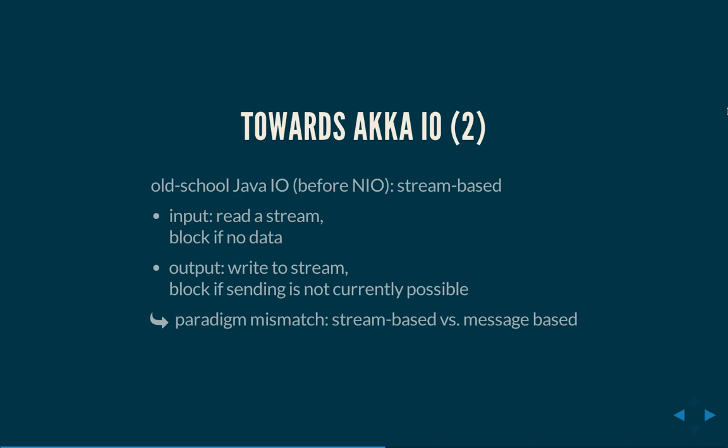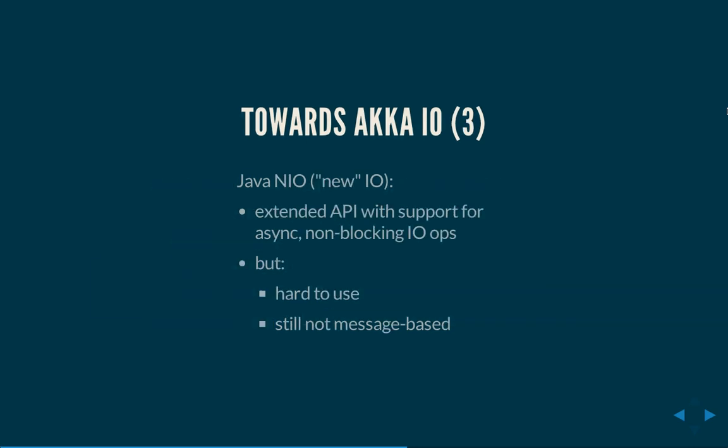Now, if you look at this, then you see that there's a paradigm mismatch between the stream-based API that Java was trying to show you versus the message-based nature of the network as it's happening underneath. And then later there was Java NIO, which is the new I/O, which is not as new anymore. It must be like 10 years now that this exists. And this extended the API with support for asynchronous non-blocking operations.